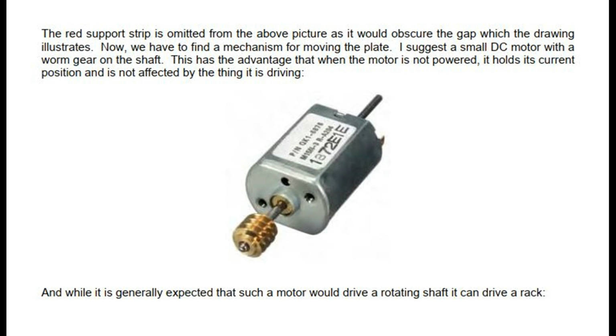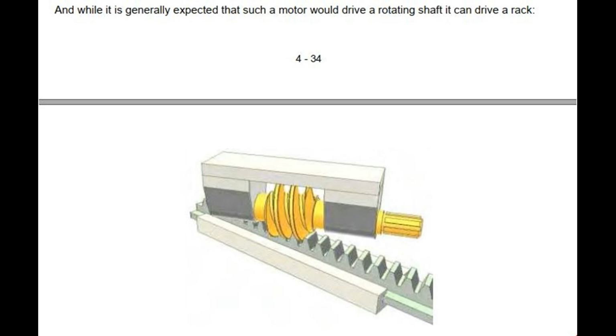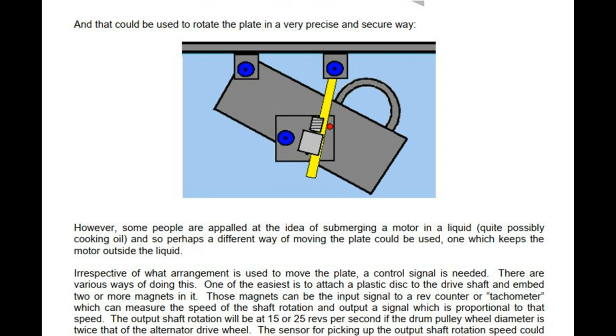And while it is generally expected that such a motor would drive a rotating shaft, it can drive a rack. And that could be used to rotate the plate in a very precise and secure way. However, some people are appalled at the idea of submerging a motor in a liquid, quite possibly cooking oil, and so perhaps a different way of moving the plate could be used, one which keeps the motor outside the liquid.